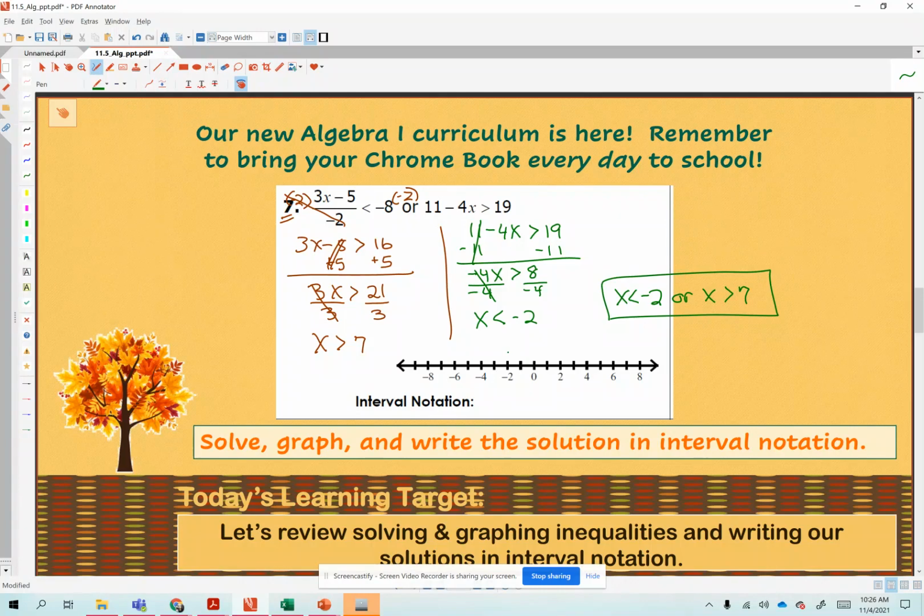So here's our -2 open circle, and our +7 open circle, and our interval notation is all parentheses: negative infinity, -2, or 7, infinity, parenthesis.